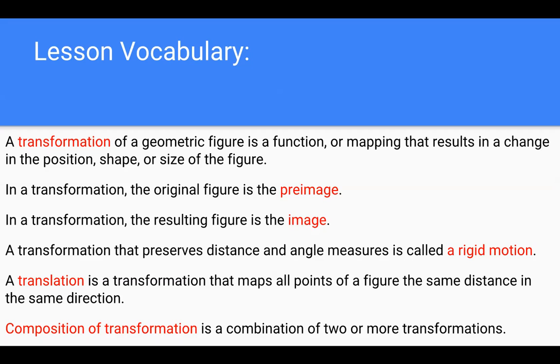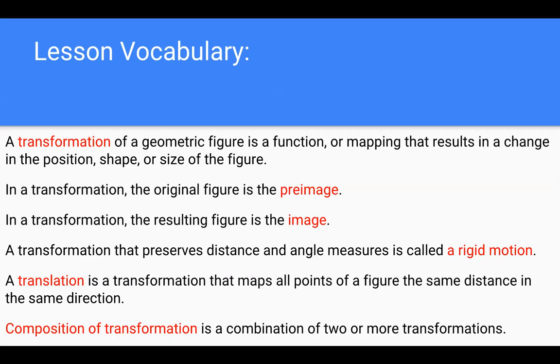It's important to know which one we're talking about, the preimage and the image. Preimage means it comes before, so it's always the first one. The image is always our result. A transformation that preserves distance and angle measure is called a rigid motion, which means we haven't changed the size or shape of our figure. It has just been moved into a different position. It may have been rotated around or flipped, but all the angles and side lengths, everything's been preserved.